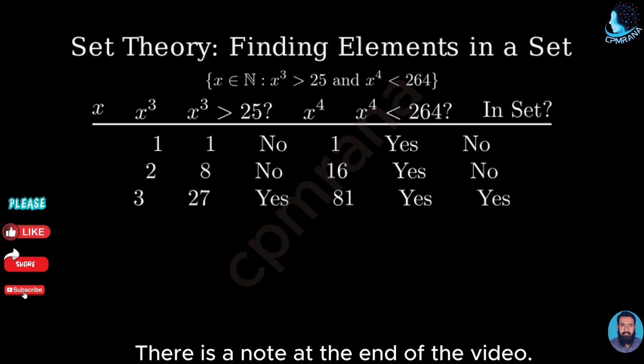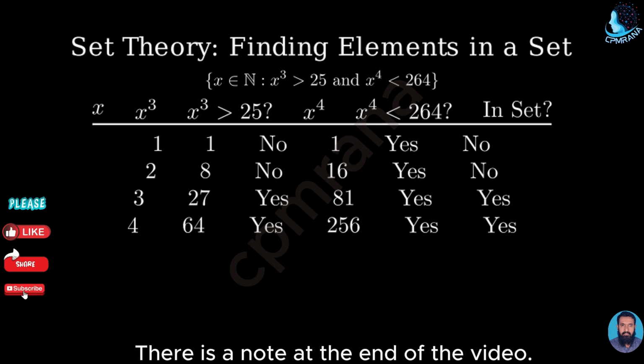Let's check x equals 4. 4 cubed is 64, which is greater than 25. 4 to the fourth is 256, which is less than 264. Both conditions are met, so 4 is also in our set.